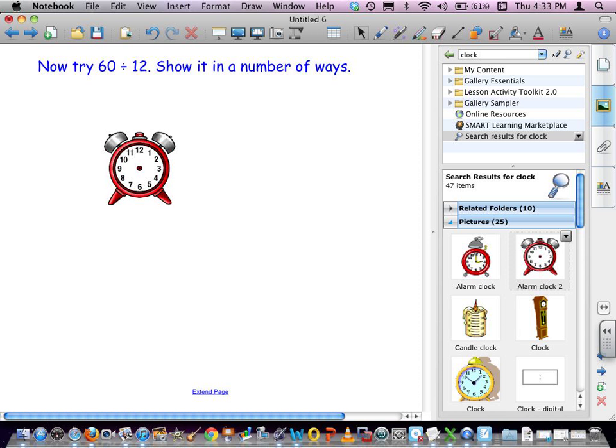Each one is how big? 5 minutes. So that's a nice model. 60 divided by 12. We can say clock, right? So 60 minutes broken up into sections of 12. Each section is 5 minutes long. Nice. Good. It's a good one.